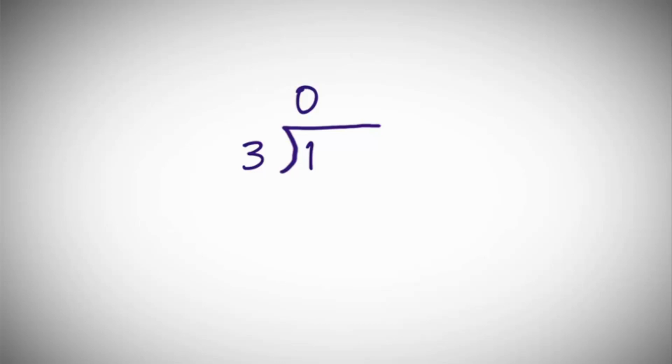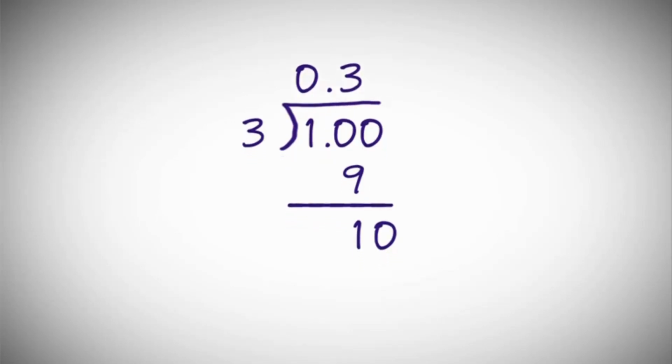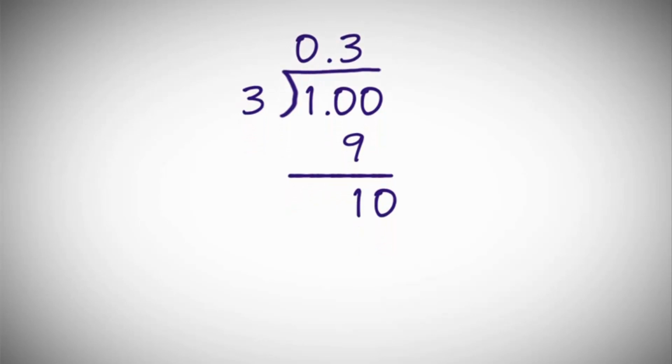When you multiply 0 times 3, you get 0. And now we need to move over to ask ourselves, how many times does 3 go into 10? 3 goes into 10 3 times. 3 times 3 is 9, and there's 1 left over. Now we're going to carry a 0. Again, we're asking ourselves, how many times does 3 go into 10? 3 goes into 10 3 times. 3 times 3 is 9, and again we have 1 left over.